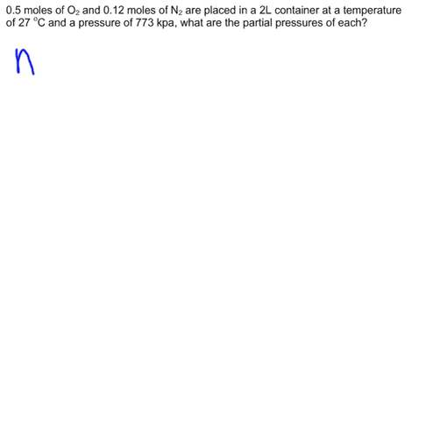So number of moles of O2 is 0.5 moles, and number of moles of N2 is 0.12 moles. So how do we figure out the partial pressure of each? Well, we simply need to put in the number of moles into the ideal gas law formula, PV equals nRT, rearrange for P, and then solve. So let's do the O2 first.